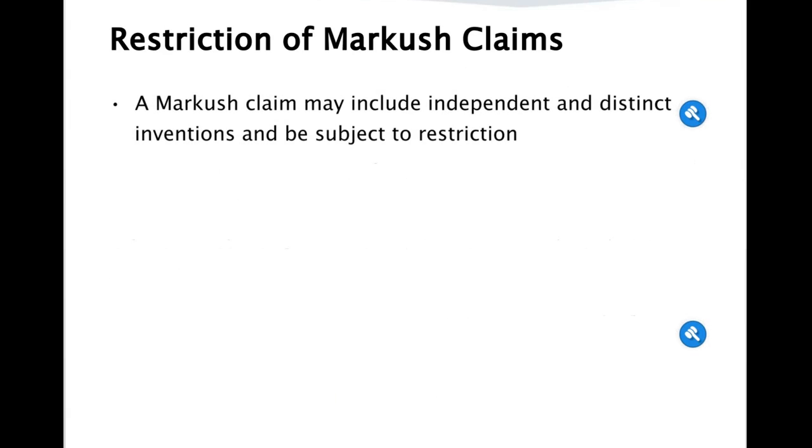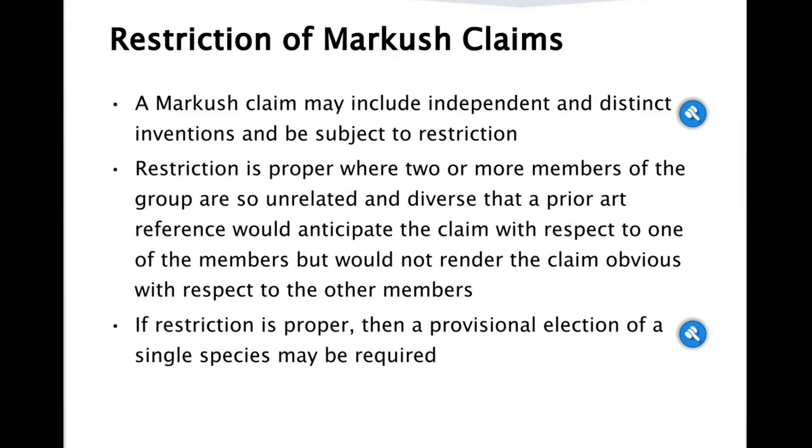Restriction may be proper when handling a Markush claim if there are distinct inventions and a prior art reference would anticipate the claim with respect to one of the members of the Markush group, but would not render the claim obvious with respect to the other members of the group. As stated previously, form paragraph 8.01 should be used to set forth the election of species requirement.